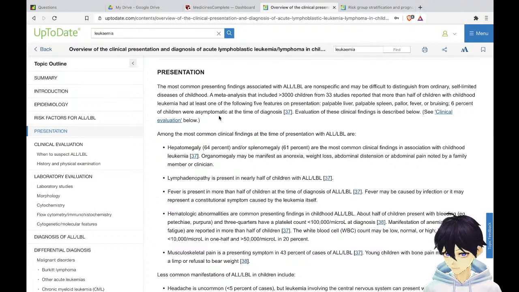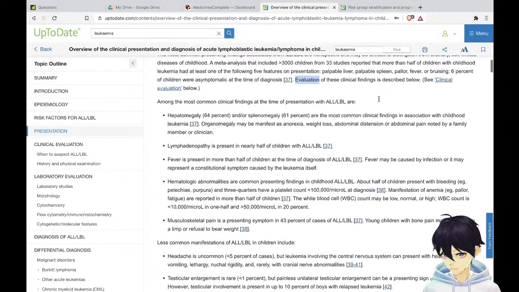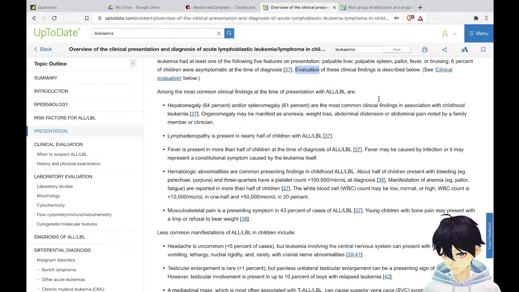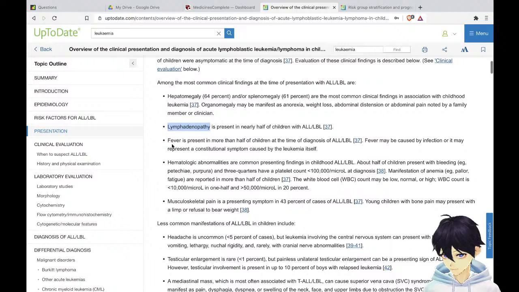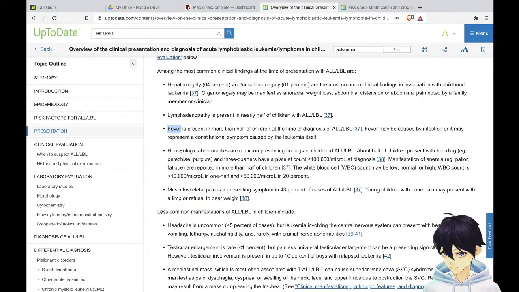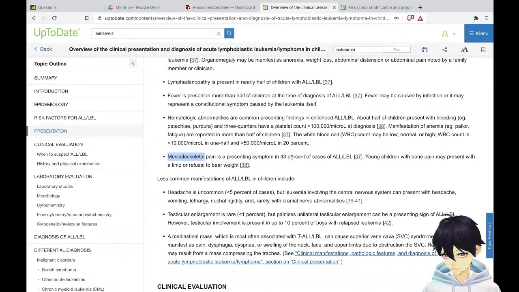More than half, okay, so it's quite a majority. 6% of children were asymptomatic at the time of diagnosis. Evaluation of these clinical findings is right below. Hepatosplenomegaly, lymphadenopathy, fever, hematologic abnormalities, musculoskeletal pain, 43%.